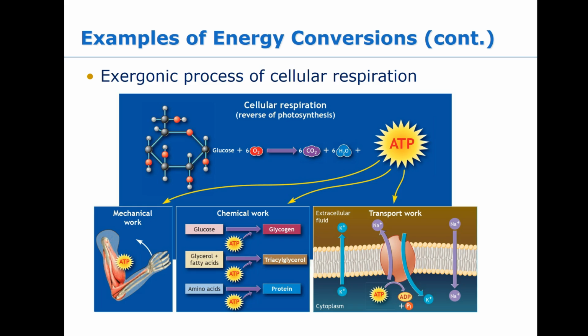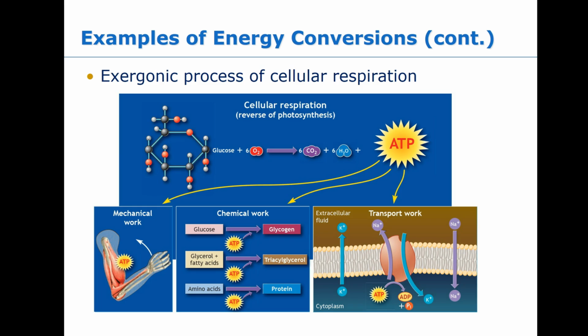So you can see that mechanical work requires the use of ATP, which is the energy currency of our muscles. So anytime we pick up a pencil or pick up a book, we are performing an exergonic process called mechanical biologic work. There's also chemical work, which synthesizes cellular molecules.